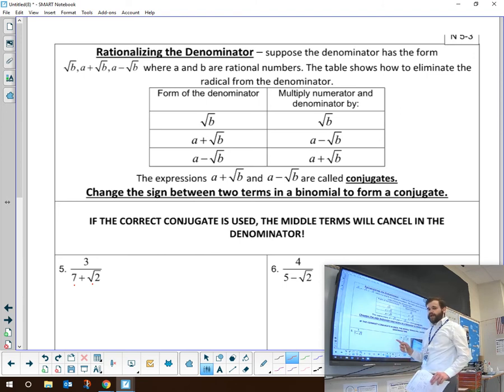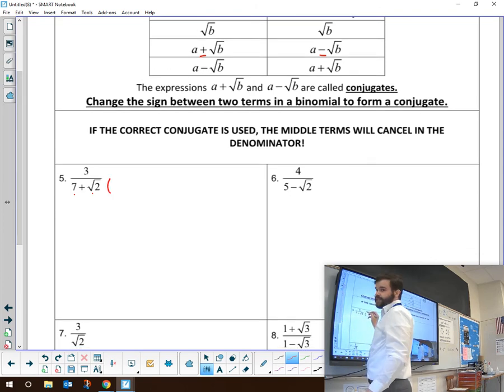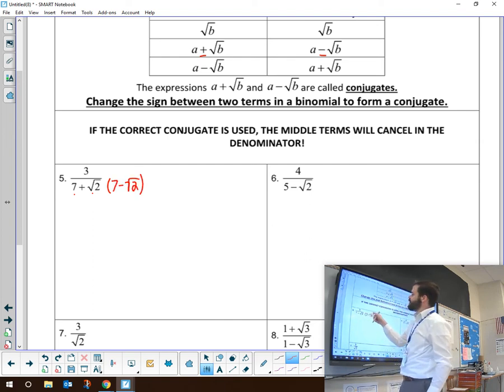Remember that. Well, the conjugate of 7 plus square root of 2 is 7 minus square root of 2. Look. To multiply to cancel out, we're just going to multiply by the same two numbers, but instead of having a plus there, we're going to have a minus there. It's pretty cool. So that's what we're going to do here on number 5. So I'm going to multiply the bottom to clear it out. I'm going to multiply by 7 minus square root of 2. This is the conjugate of 7 plus square root of 2.